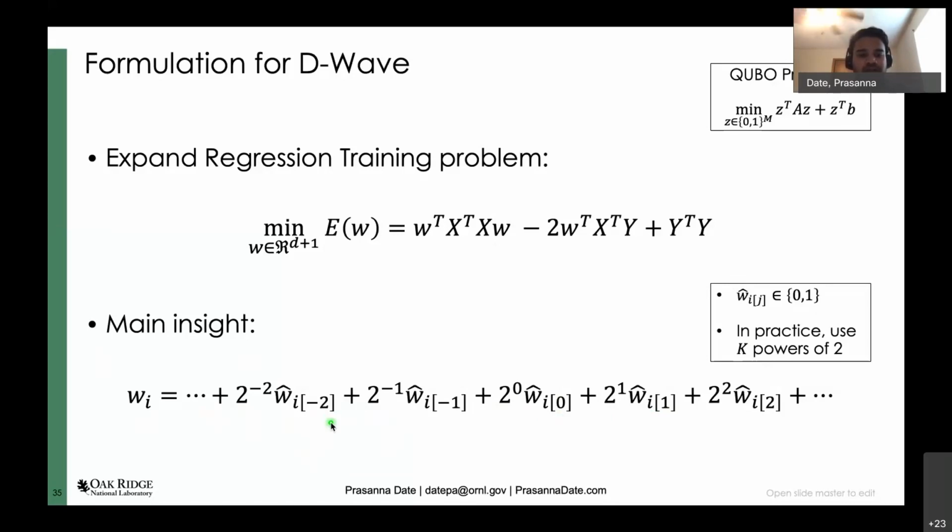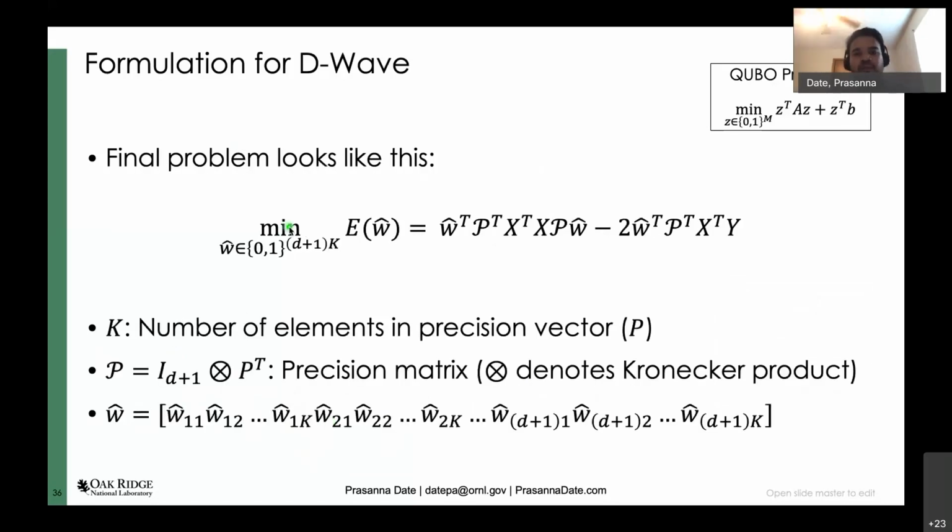So now that we have this representation, we can do some math and get the regression problem to look exactly like the QUBO problem. I'm going to skip through the steps of the manipulation, but the final binarized regression problem looks like this. We have this W hat, which is the vector of all the binary variables that we introduced. You just stack them up as a vector, and that's your W hat. Then we have this P matrix, which I'm calling the precision matrix. The precision matrix is just the Kronecker product of the identity matrix times the precision vector. The precision vector is nothing but when we list all the powers of 2 in a sorted order.